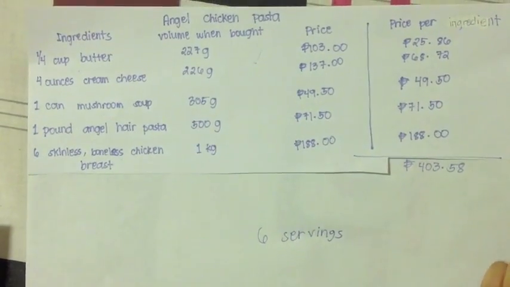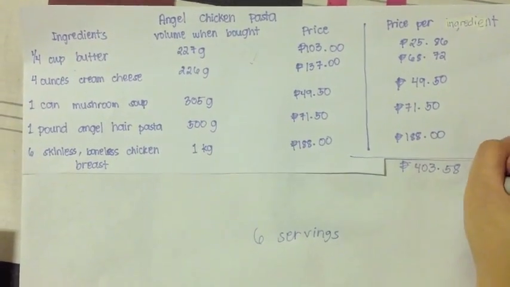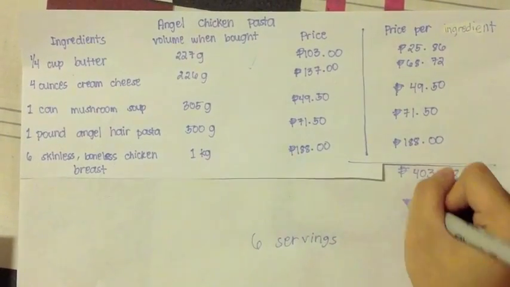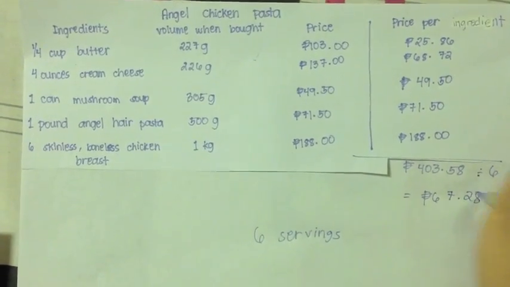So, 403.58 will be divided by 6, which will result to 67.28.